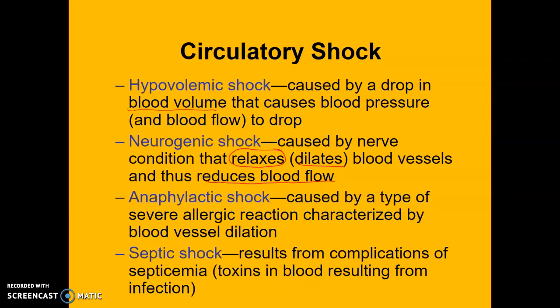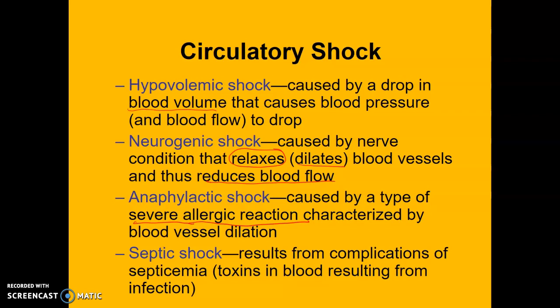Anaphylactic shock, this is nasty. This happens when somebody has a severe allergic reaction to something like a bee sting. And what that does is it causes blood vessel dilation again. It causes them to shut down. And what the body's trying to do is protect itself from getting this poison out, but at the same time, it's suffocating itself. It's a really severe reaction to something from the environment.